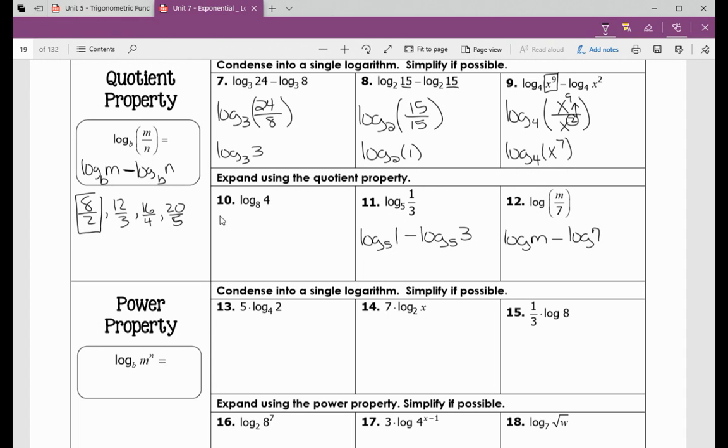So I'm going to rewrite this as log base 8 of 8 divided by 2, because this number still has the same value as 8 over 2. And now I can split that up into log base 8 of the numerator minus log base 8 of the denominator. Any questions about the product property or the quotient property for logarithms?